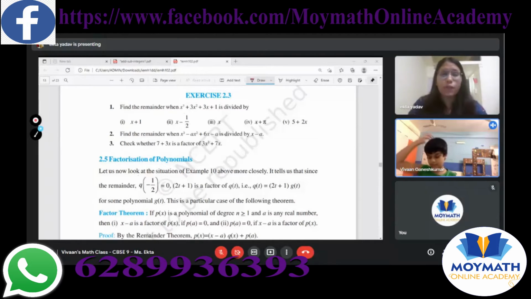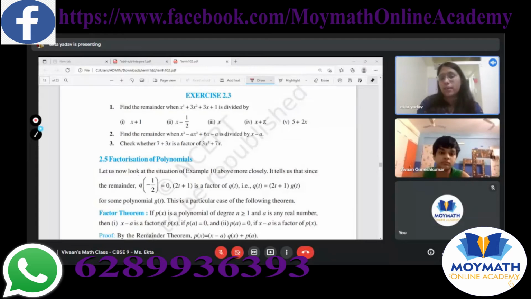Okay. Now we will do exercise 2.3. In 2.3, read the first question. Find the remainder when the given polynomial is divided by the polynomial given. Just now we did the remainder theorem. So what will we do here?